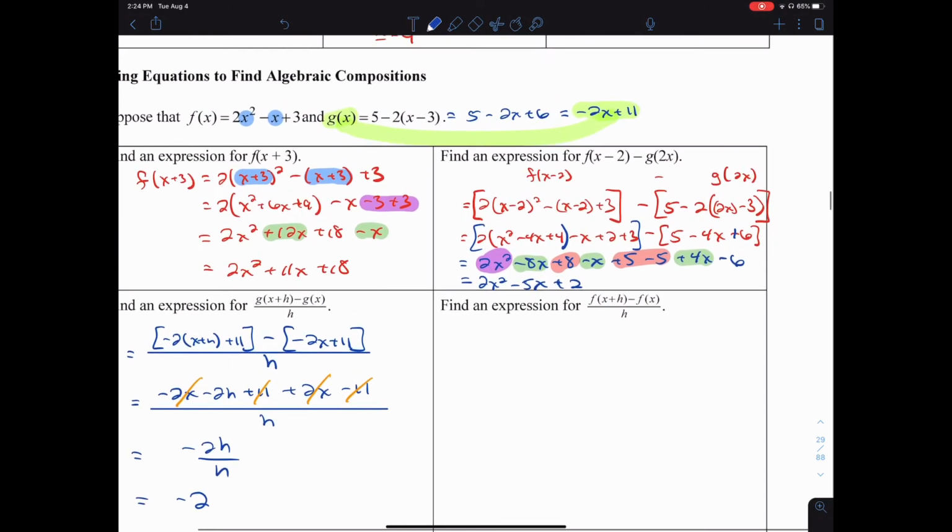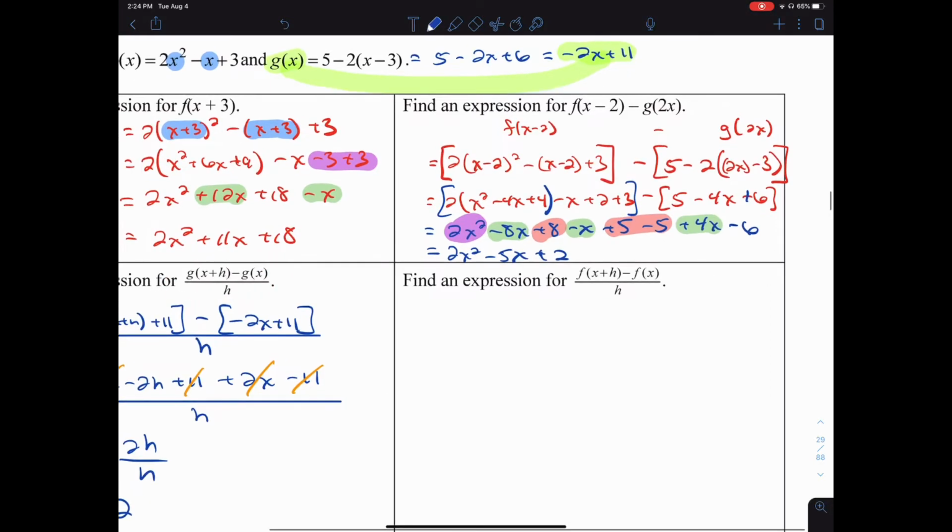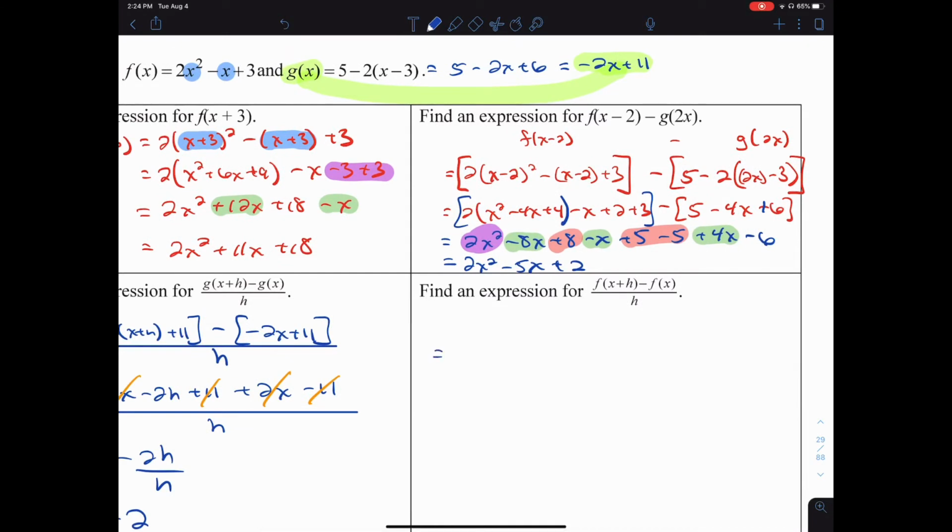Find an expression for f of x plus h minus f of x over h. This is also the difference quotient, a fancy way of writing slope. It's the same as this, but instead of g's, we have f's. So we're going to have f of x plus h minus f of x all over h. F of x, which goes here, that's the easiest. I'll write that down first. That's 2x squared minus x plus 3. Here, I'm going to write down function f, but every place I see an x, I'm going to replace it with an x plus h.